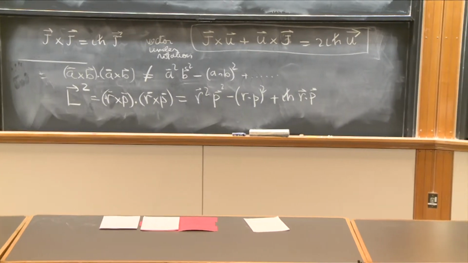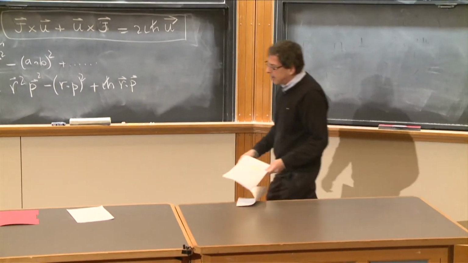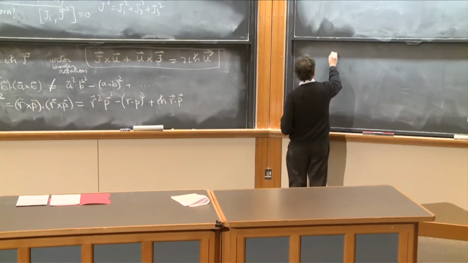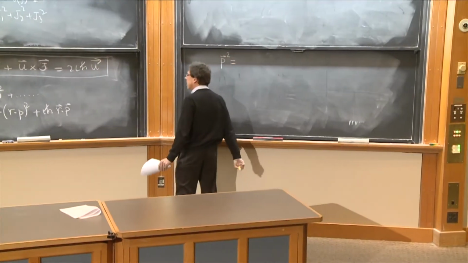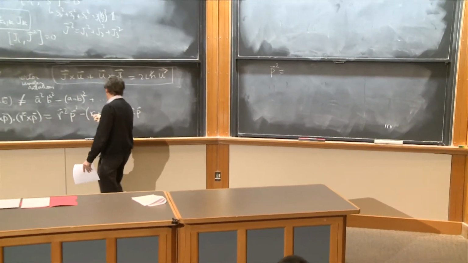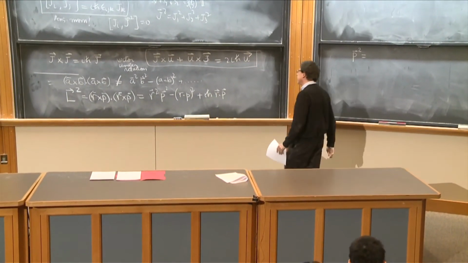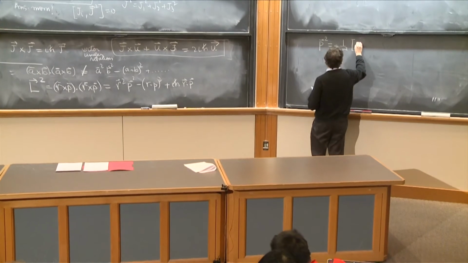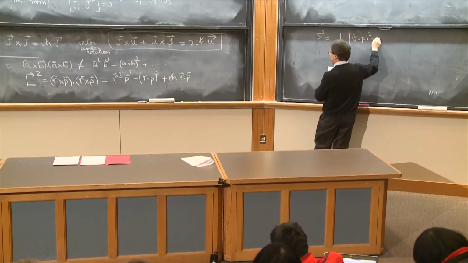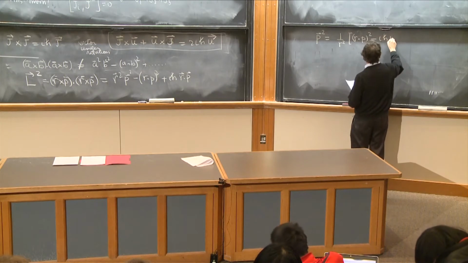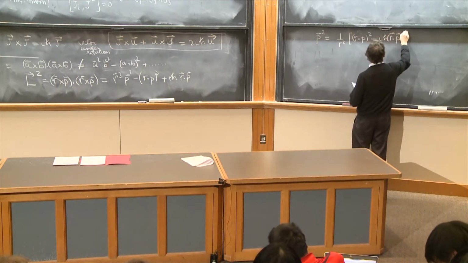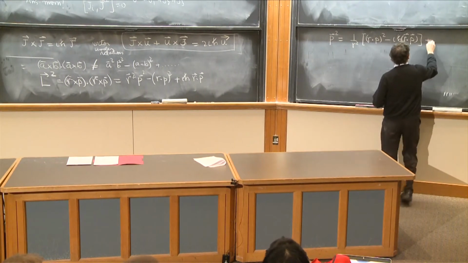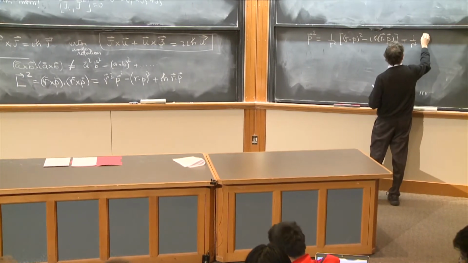So that's a pretty useful result. And from here, we typically look for what is P squared. Solve for P squared. What we do is pass these other terms to the other side. And therefore, we have 1 over R squared times R dot P squared minus i h bar R dot P, plus 1 over R squared L squared.